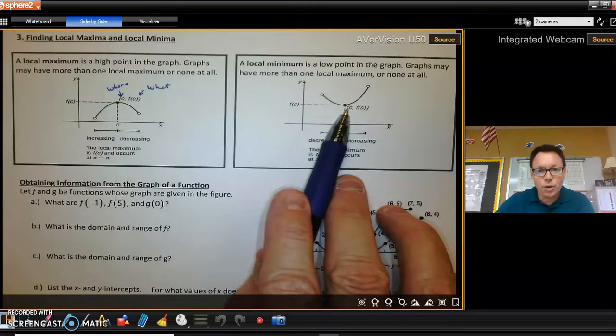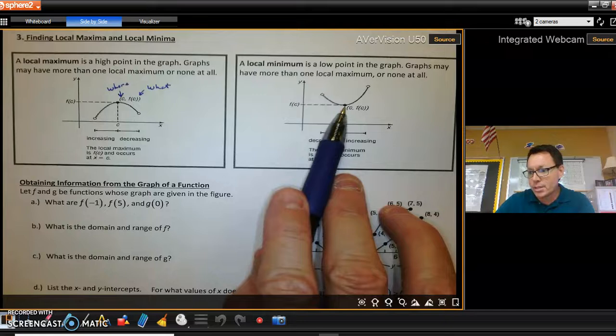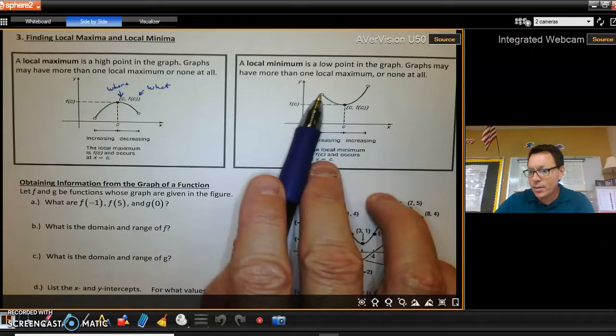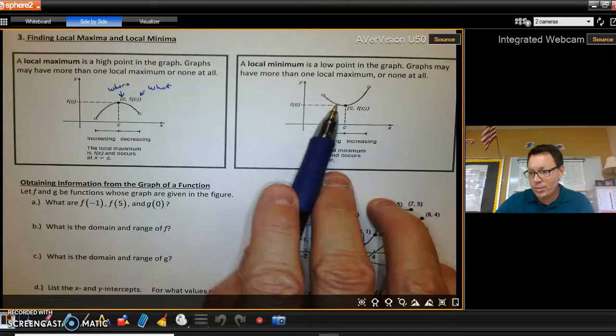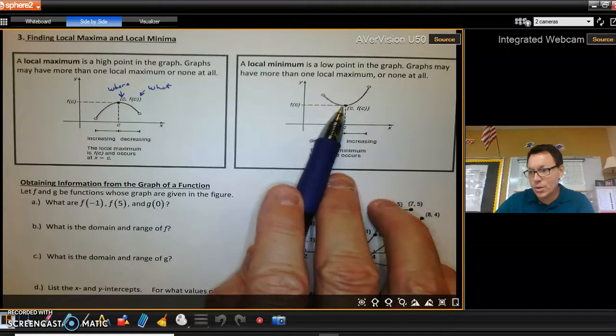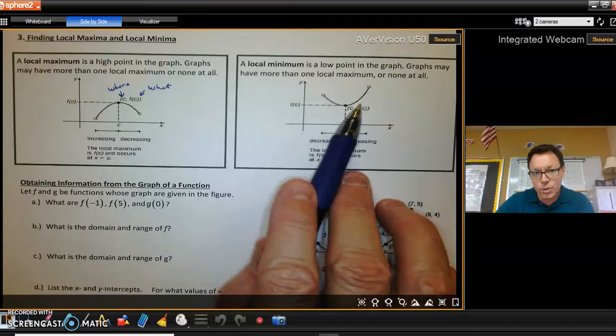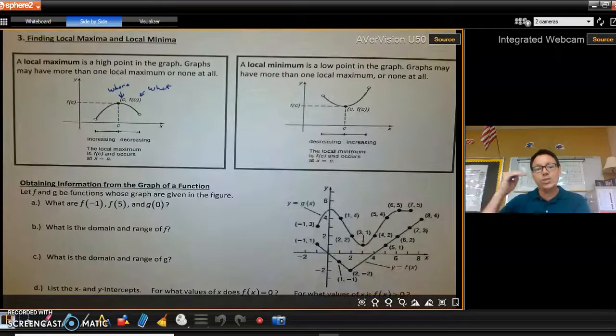What is the local minimum? Whatever this y value is, okay? This has a y value of 5, this has a y value of 4.5, 4.1, 4.01, and then all of a sudden 4. And then it turns and goes back up, 4.1, 4.2, 4.3. So that is what the local minimum would be, 4.